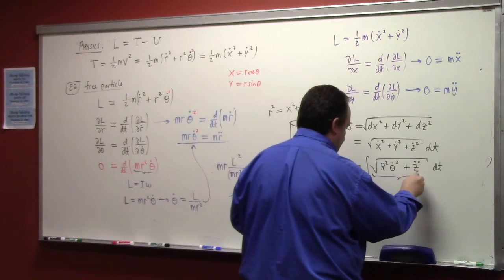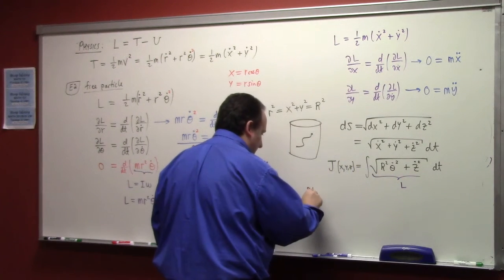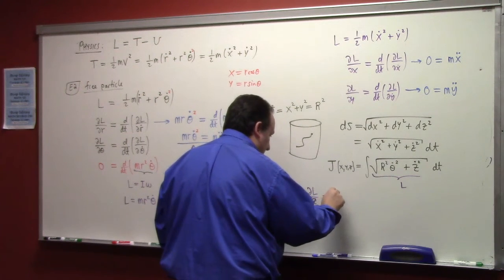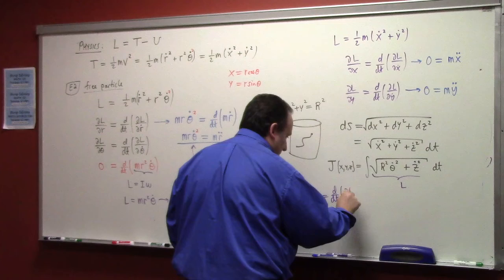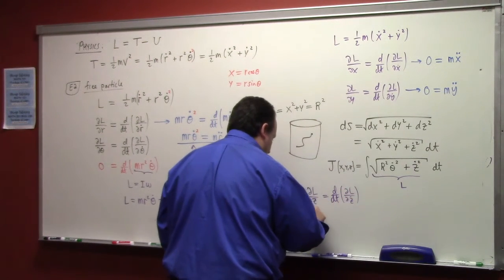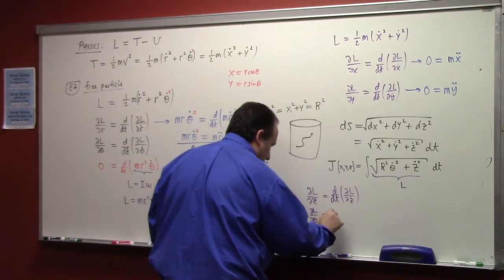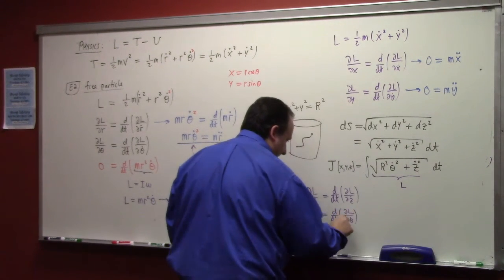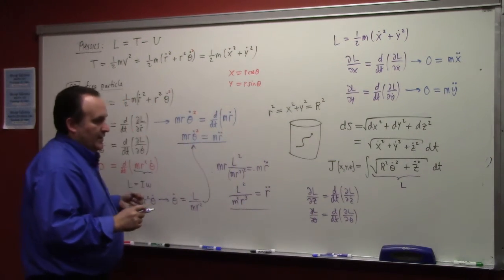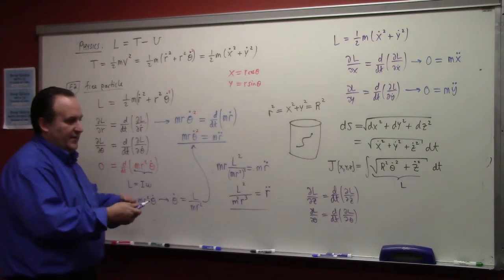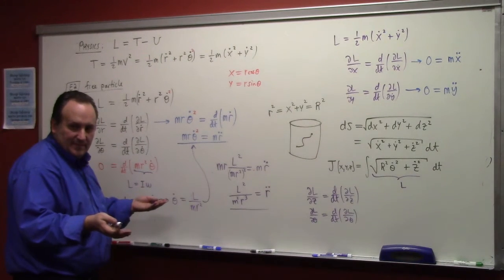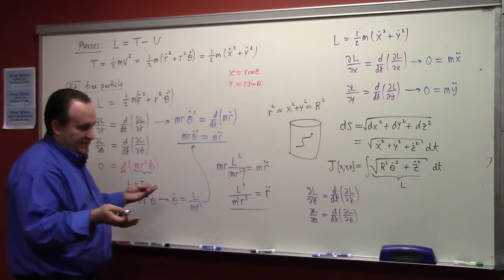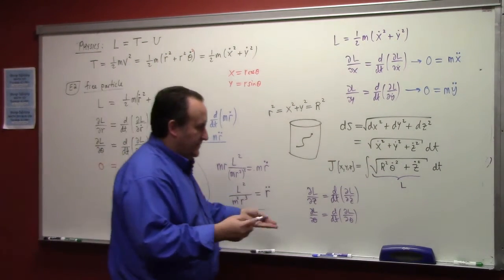So in this case, I want partial L partial z to be d/dt of partial L partial z dot, and I want partial L partial theta to be d/dt of partial L partial theta dot. Now, there is no z dependence manifestly in L, so the left-hand side is 0.